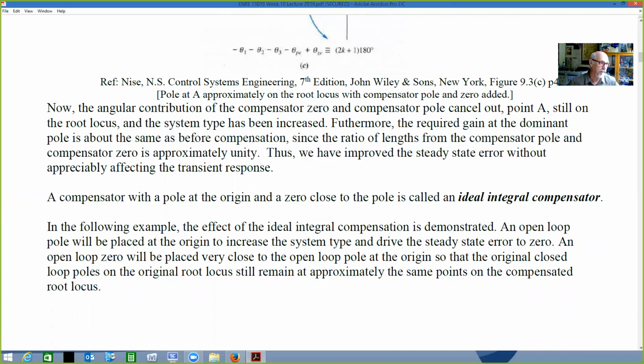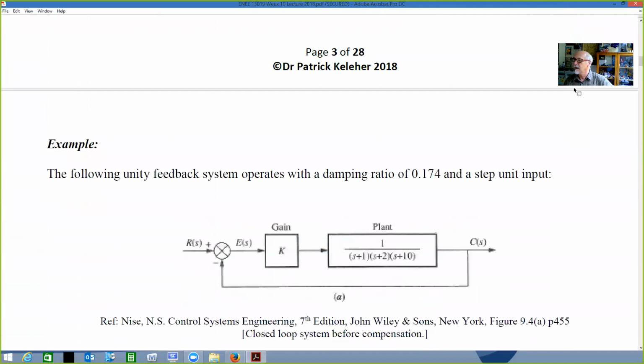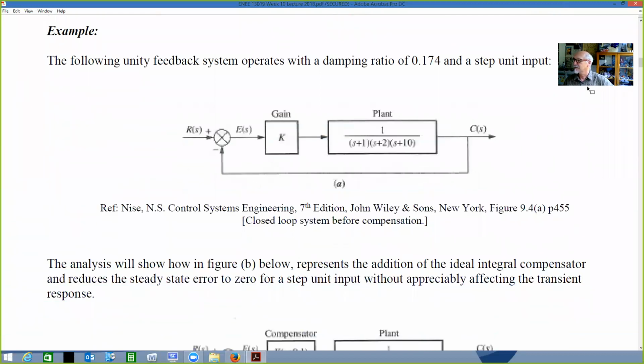Now, it looks a bit involved, but just follow through the process. There's all the mathematical background arising from root locus, because that's the fundamental technique or mathematical process that's occurring. An open loop pole will be placed at the origin to increase the system type and drive the steady state error to 0. An open loop 0 will be placed very close to the open loop pole at the origin, so that the original closed loop poles on the original root locus will still remain at approximately the same points on the compensated root locus. Okay, because we don't want to change that transient response very much.